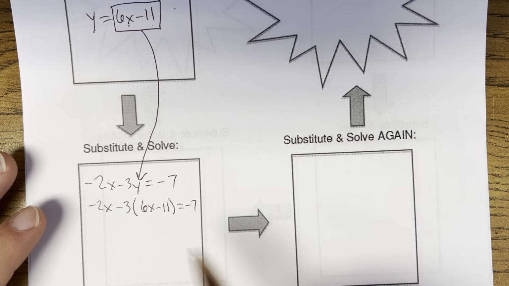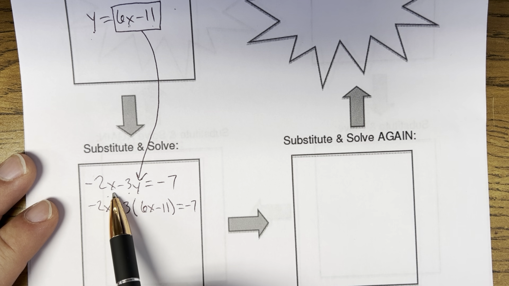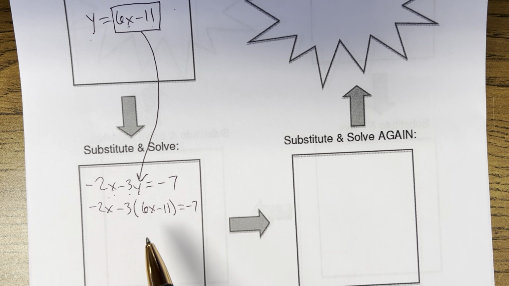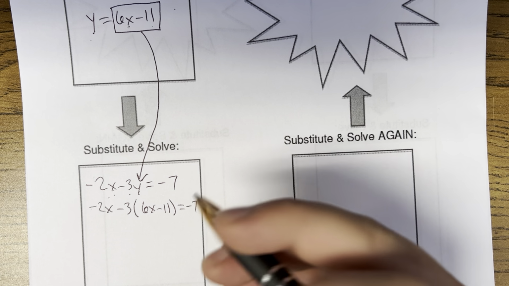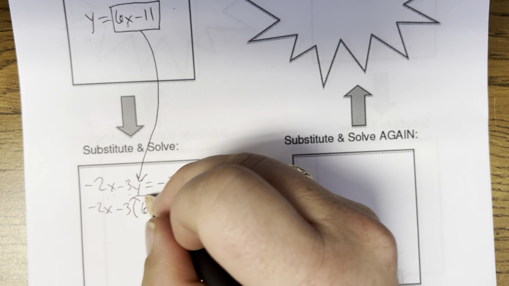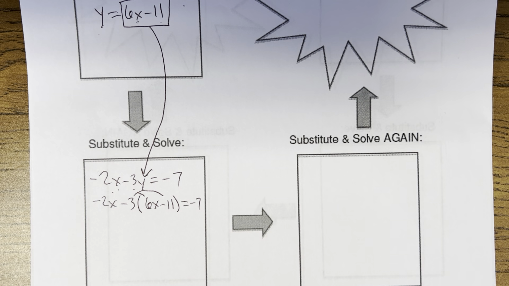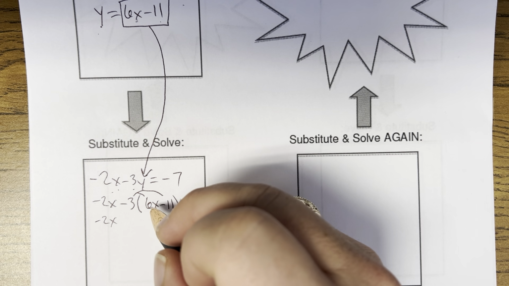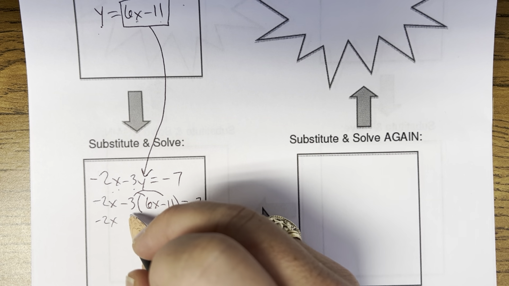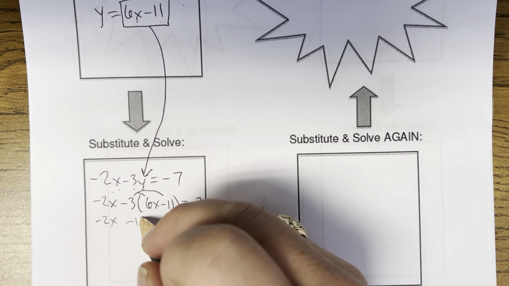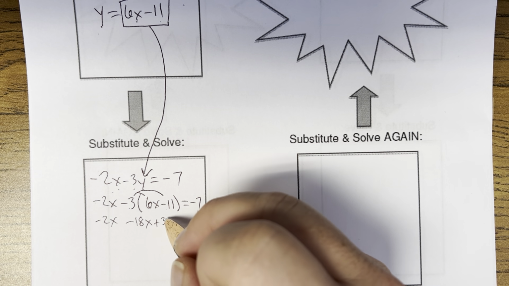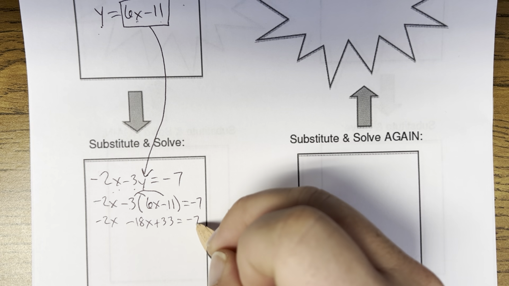The reason for doing that is you can't solve an equation that has two variables, but now we made it be one variable. There's only an x in this equation, so now we can solve it. Next, we'll distribute this -3 to everything in the parentheses. The negative 2x drops down, and then -3 times 6x, you can use your calculator if you need to, is negative 18x, and then -3 times -11 is positive 33, equals -7.